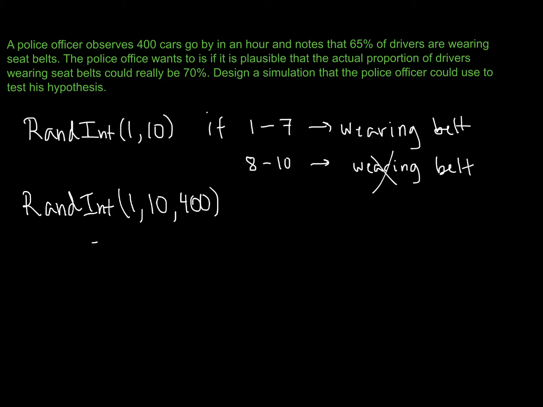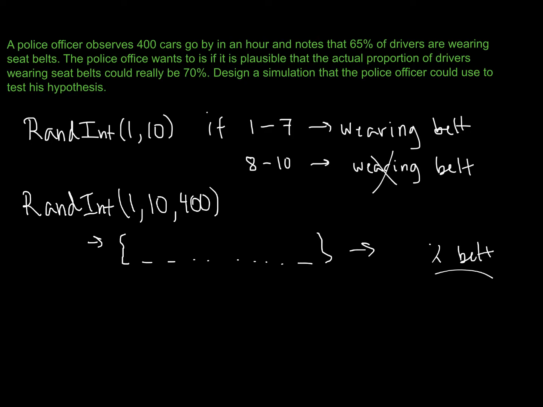And then what we will get is a string of 400 numbers, okay? 1 through 10. All the ones that are 1 through 7 will count as wearing a seatbelt, and all the ones that are not will count as not wearing a seatbelt. And then based on this string of numbers, we can compute how many of them are wearing seatbelts, right? What percent are wearing seatbelts? So for each one of these, we can compute the percentage that is wearing a belt, right?